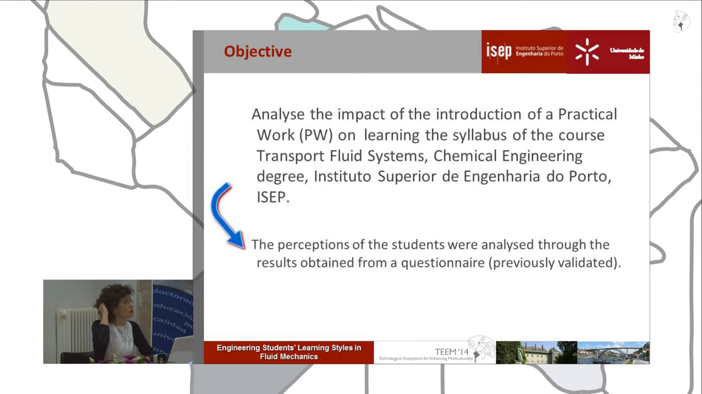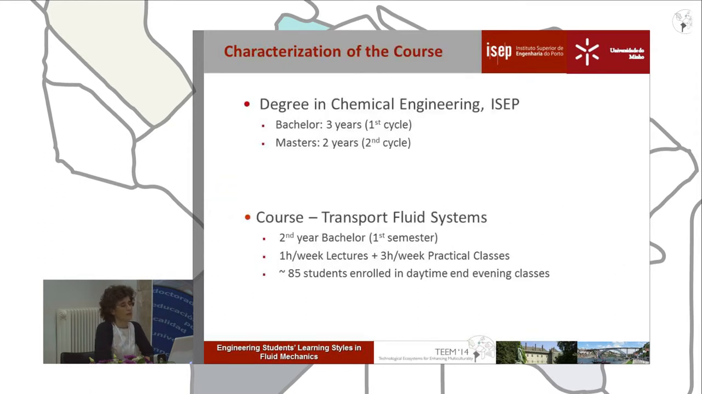A little bit of description about the course. First, the chemical engineering course is divided in two cycles. The first cycle is the bachelor's degree, lasting 3 years, and then a master's. Here master is in plural because, according to the area of interest of the student, you can choose different areas in chemical engineering. This is the second cycle and takes 2 years. Then, specific to the course, Transport of Fluid Systems is in the first semester of the second year of the bachelor degree.